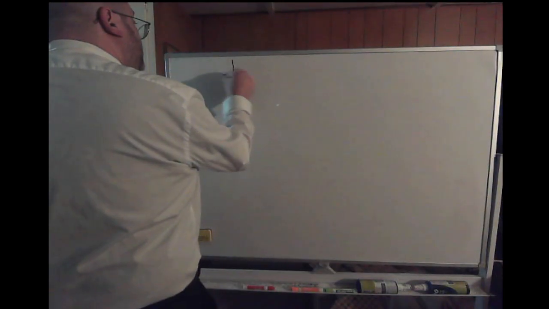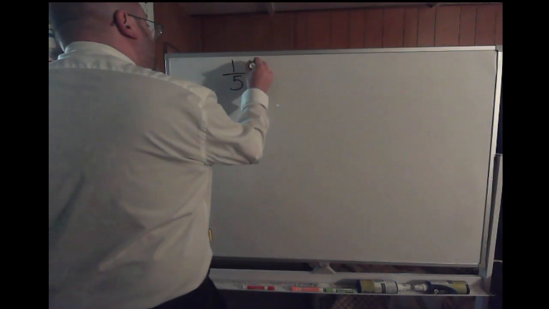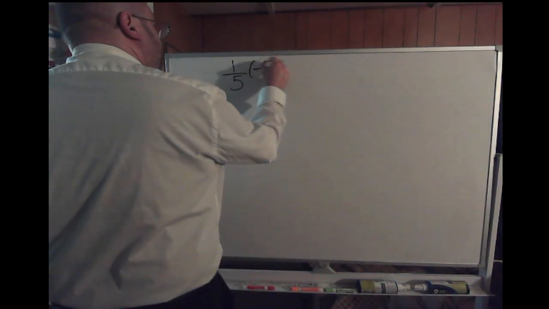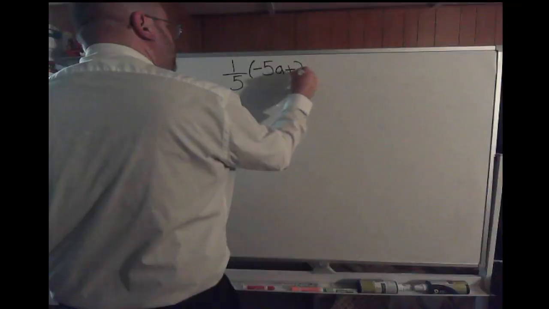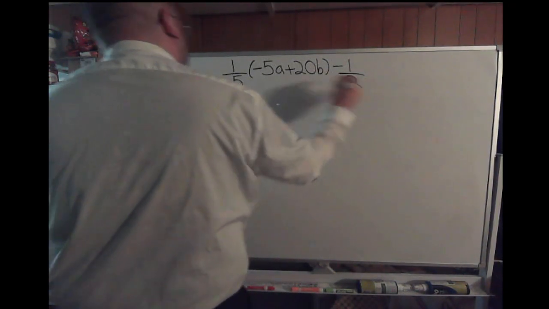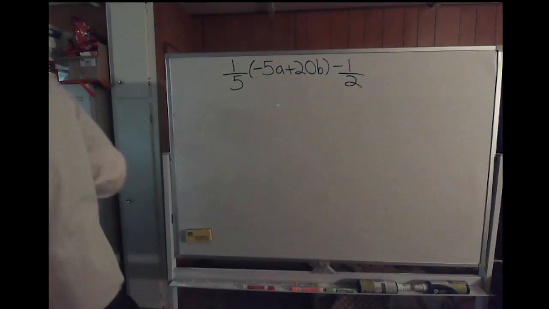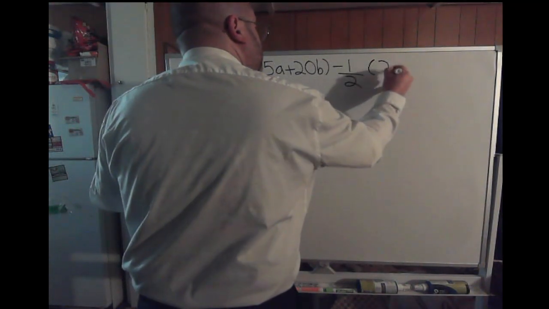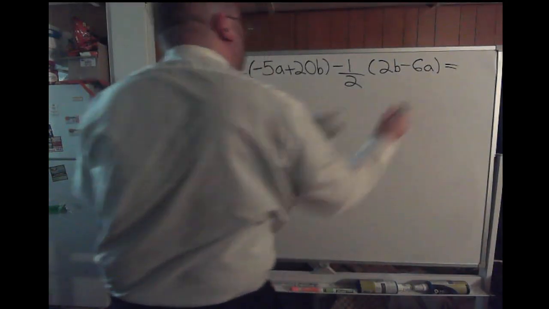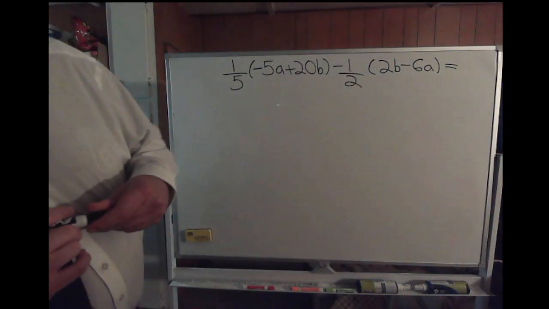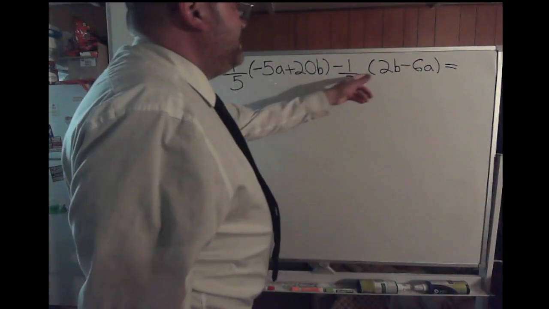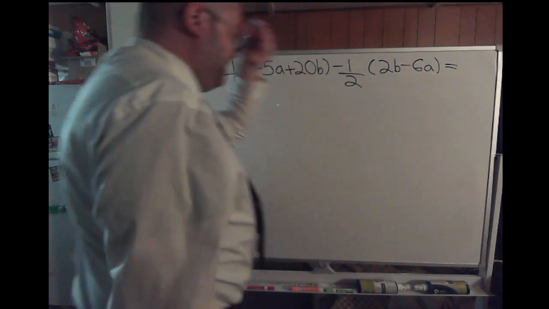Alrighty, here, let's see. We got 1/5 of negative 5a plus 20b minus 1/2 times 2b minus 6a. Alright, so we got that doozy of an expression. We have 1/5 of the quantity of negative 5a plus 20b minus half times the quantity of 2b minus 6a.